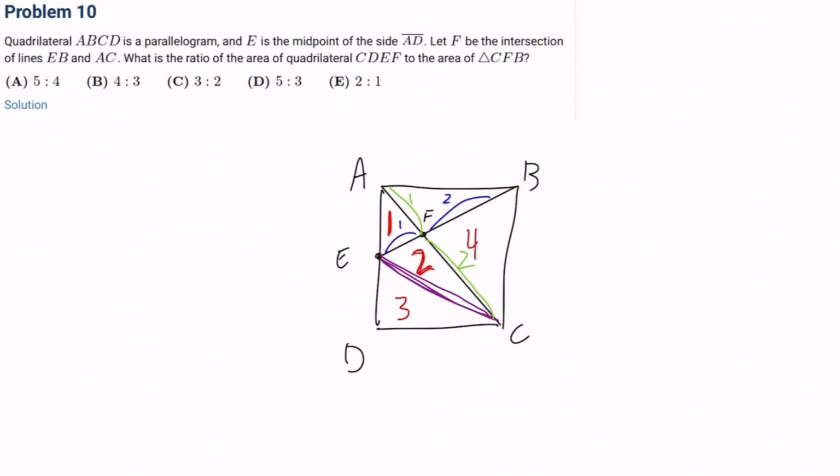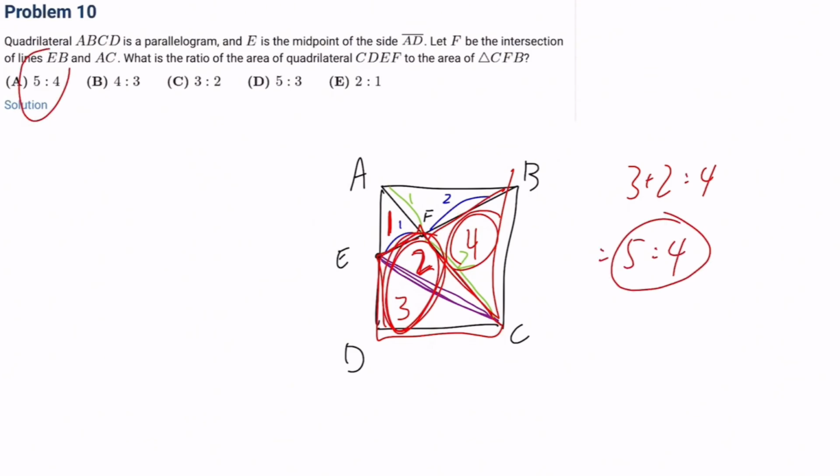So we have 4. And what we wanted at the start was this area to this area. So it's 3 plus 2 to 4. 3 plus 2 to 4 is 5 to 4. Yay, that's our answer. It's A.